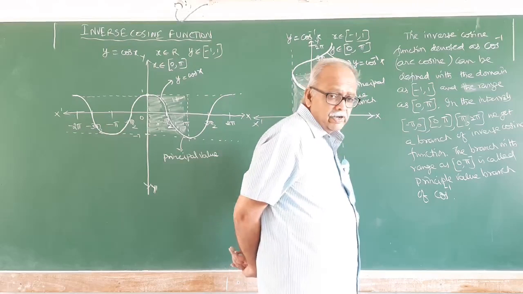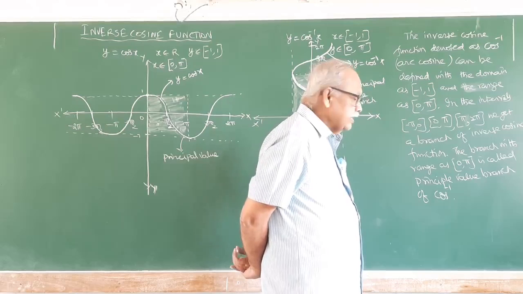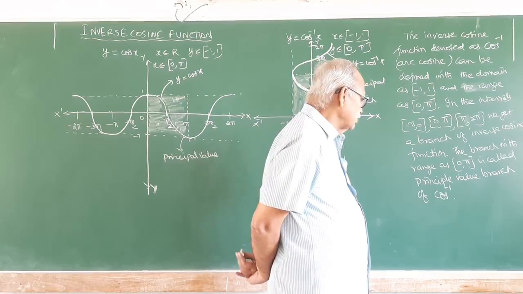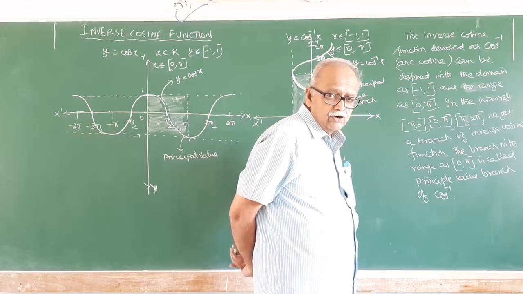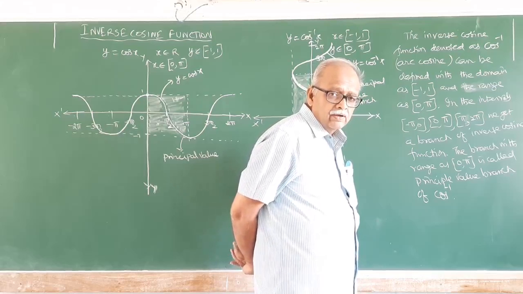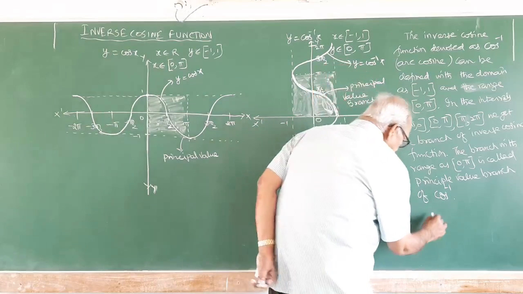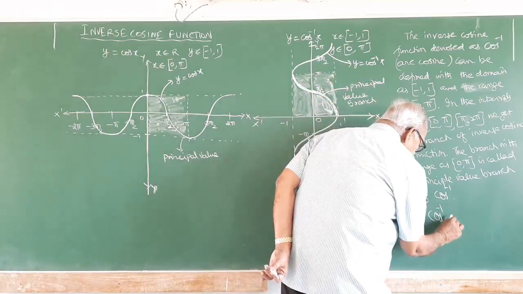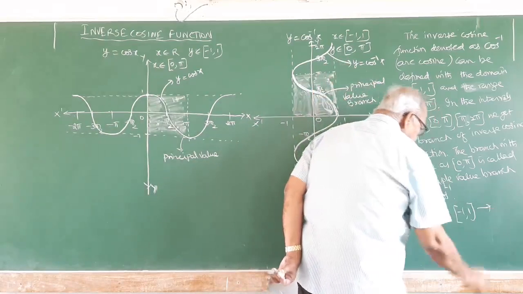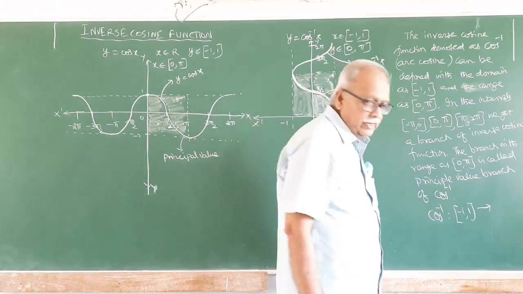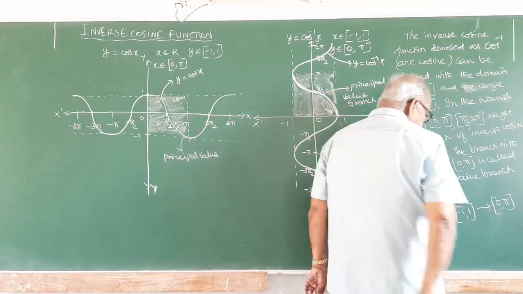So in the intervals minus pi to 0, 0 to pi, pi to 2 pi, we get a branch of the inverse cosine function. The branch with range 0 to pi, square bracket 0 to pi, is called the principal value branch. Now we define the cosine function. Cos inverse: the domain is minus 1 to 1 square bracket, the range is 0 to pi.